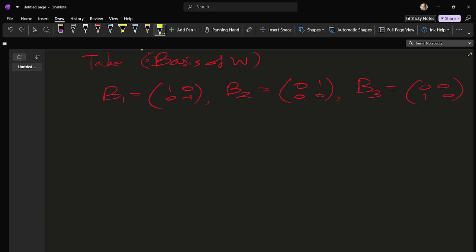Okay, so the inner product of A, B1 is what? Now A, B1 will be a11 times 1 and minus this. Okay, that will also be 0. No, I am doing something wrong. Okay, leave it.